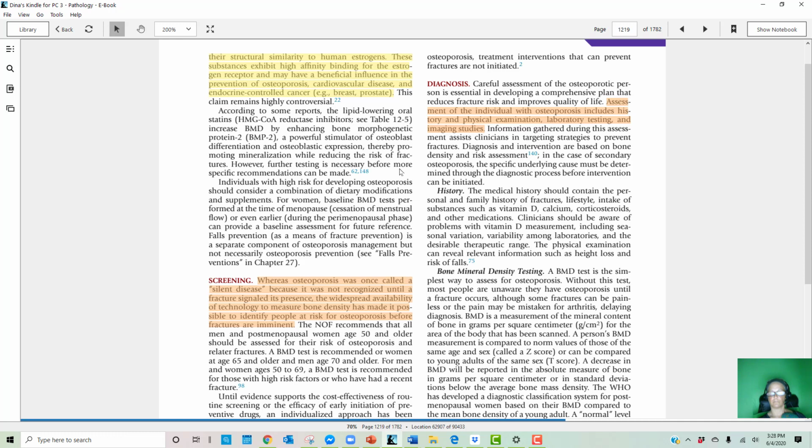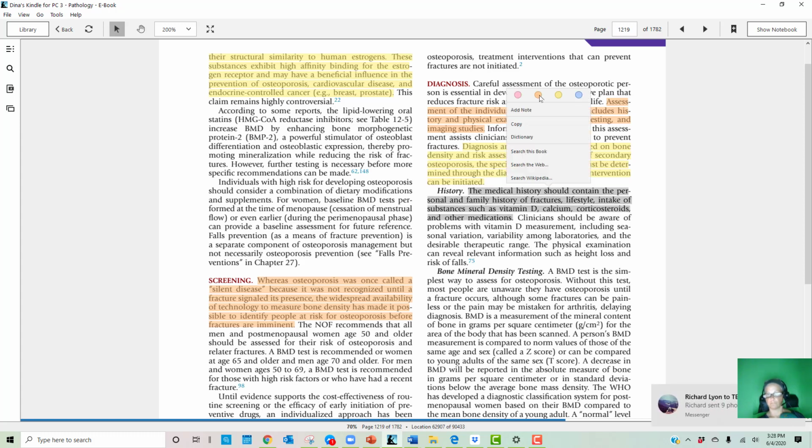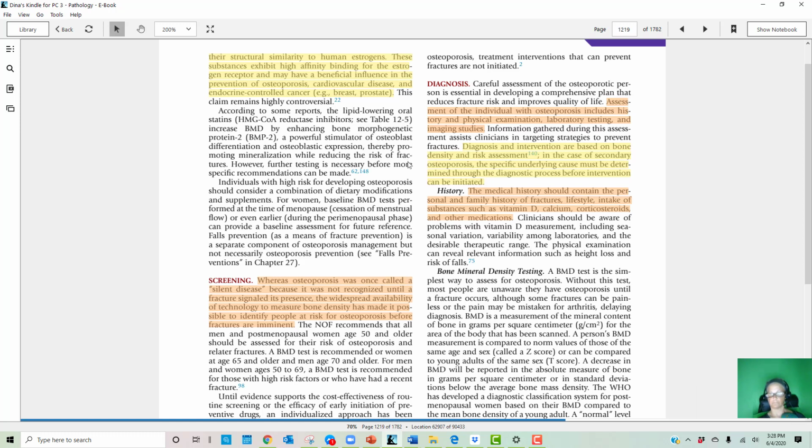be initiated. History. The medical history should contain the personal and family history of fractures, lifestyle, and intake of substances such as vitamin D, calcium, corticosteroids, and other medications. Clinicians should be aware of problems with vitamin D measurement, including seasonal variation, variability among laboratories, and the desirable therapeutic range. The physical examination can reveal relevant information such as height loss and risk of falls. Bone mineral density testing.